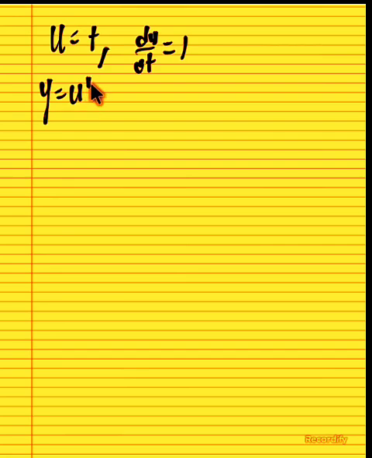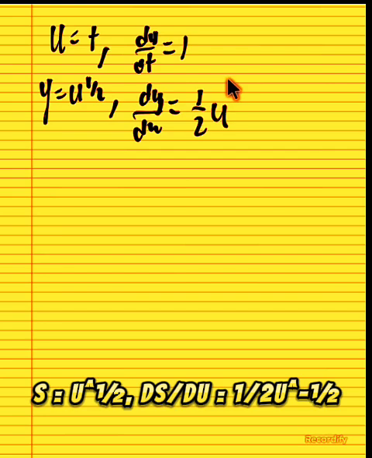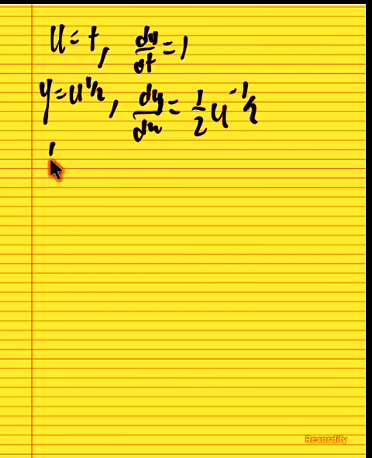Alright guys, don't forget that we stopped here. That is, our u equals t, and our du dt equals 1. Our y equals u to the power of half, and our dy du, that is differentiating y with respect to u, equals 1 over 2 u to the power of negative half. And don't forget the formula for the chain rule, also known as the composite function, says that dx dt equals dy du multiplied by du dt. So this y, you can also write s, don't forget.